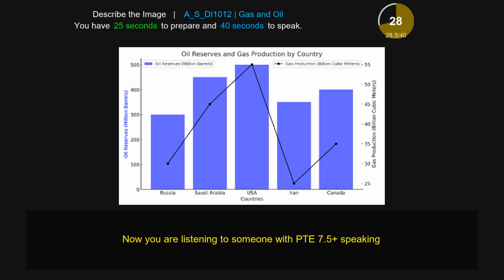On the right side of the picture, there are also some counts which include minus 50, minus 45, minus 40. Gas production in billion cubic meters is present on the right side of the picture. There is a black line in the picture.